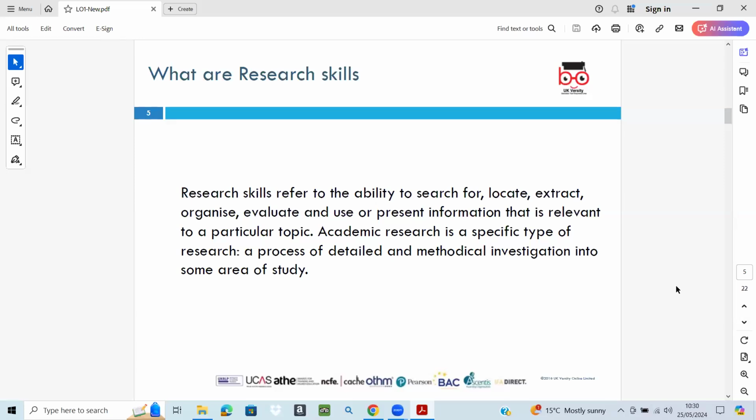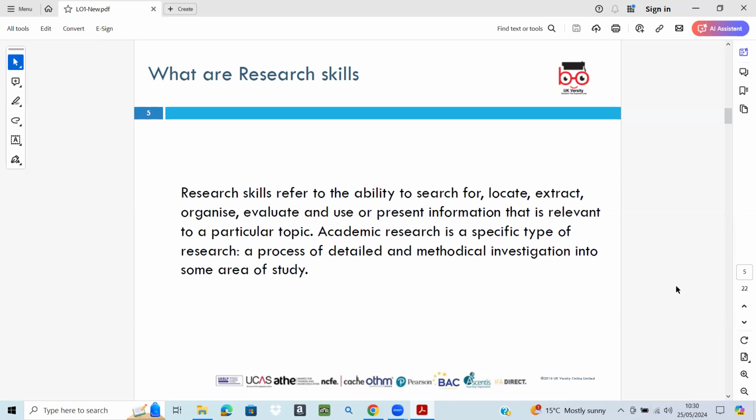So now we have to discuss research skills. In research skills, we can say that it refers to the ability to search for, locate, extract, organize, evaluate, or use or present information that is relevant to a particular topic.